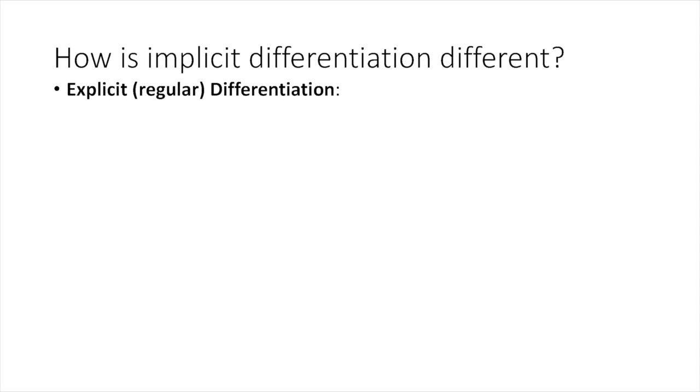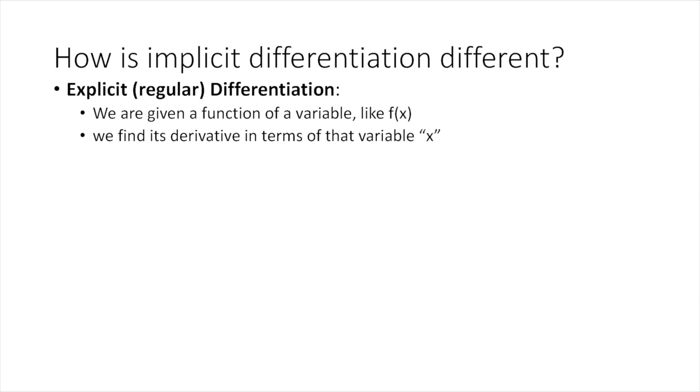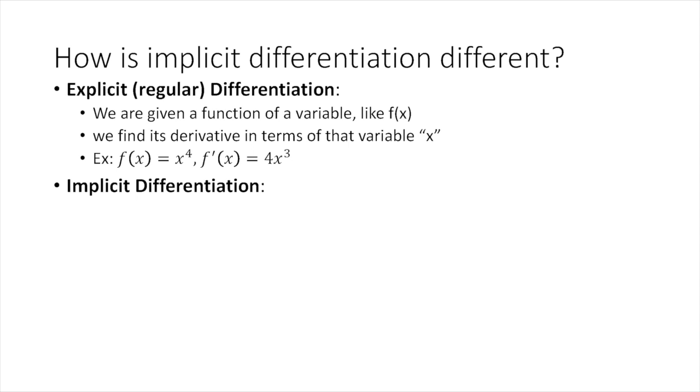Right now, we've been doing explicit differentiation, or just regular differentiation. So we're given a function of a variable, f of x, and we find its derivative in terms of that variable x. So an example is f of x is x to the fourth. Take the derivative and it's 4x cubed. But implicit differentiation is different.